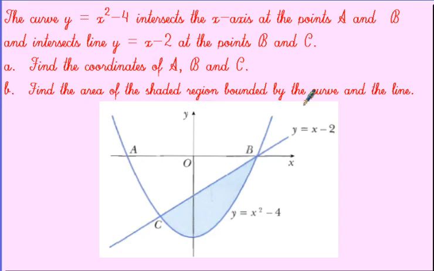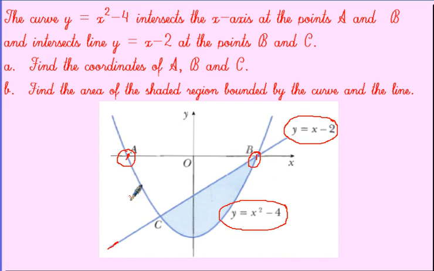Here see this question. The curve y is equal to x square minus 4, so this is the curve, and it intersects the x-axis at points A and B. So this is point A and this is point B. We don't know the coordinates of A and B. And a line y equal to x minus 2 is given to you. A linear function will give you a line, a quadratic function will give you a curve.